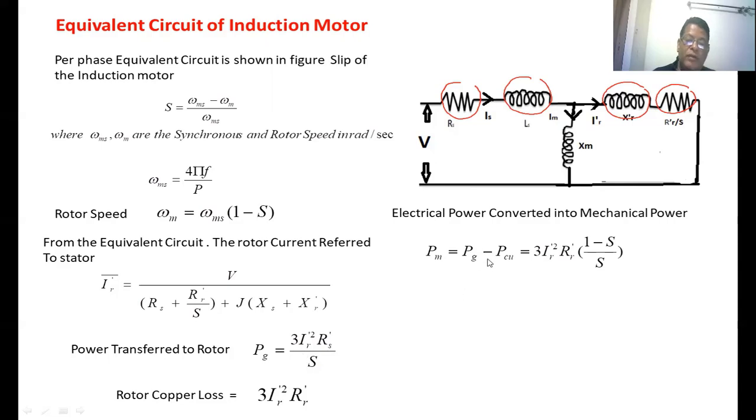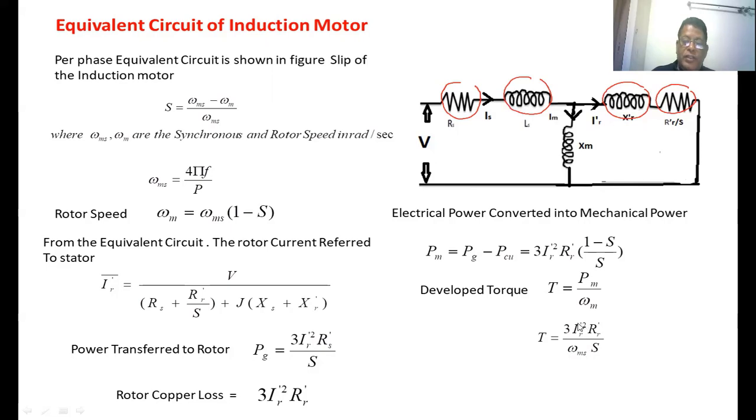If you substitute these values in this equation and simplify, we get 3 Ir dash square into Rr dash into 1 minus s by s. Now we already know that the torque equals this power divided by the angular speed of the rotor. We can write this as omega ms into 1 minus s. In place of Pm, substitute this value, and finally we get the developed torque equal to 3 into Ir dash square into Rr dash, divided by the synchronous speed of the motor into slip.